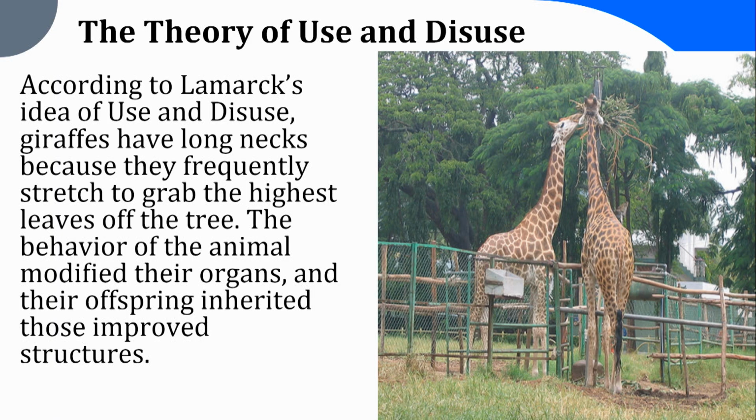Okay, let's talk about this idea a little bit. So the theory of use and disuse. According to Lamarck's idea of use and disuse, giraffes have long necks because they frequently stretch to grab the highest leaves off the tree. The behavior of the animal modified their organs, and their offspring inherited those improved structures. Now, this might seem like it makes sense on the surface, but let's dive into it a little bit and see if we can disprove this idea.